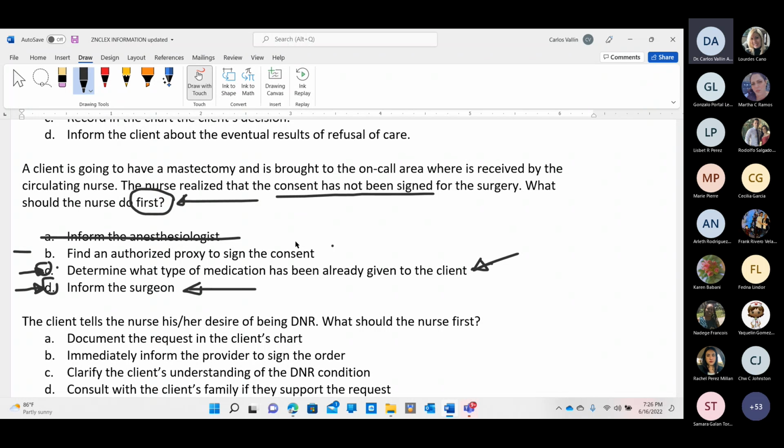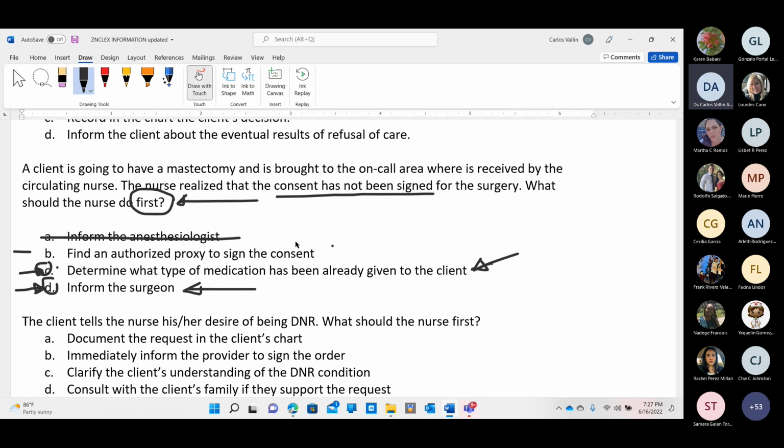So now I can continue with the imagination. Suppose that you are the doctor, and I am the nurse. Okay, so I'm coming to you. Doctor, the patient that you are going to do the mastectomy on has not signed the consent. What do you answer to me? Try to resolve the problem. Find someone who can sign.